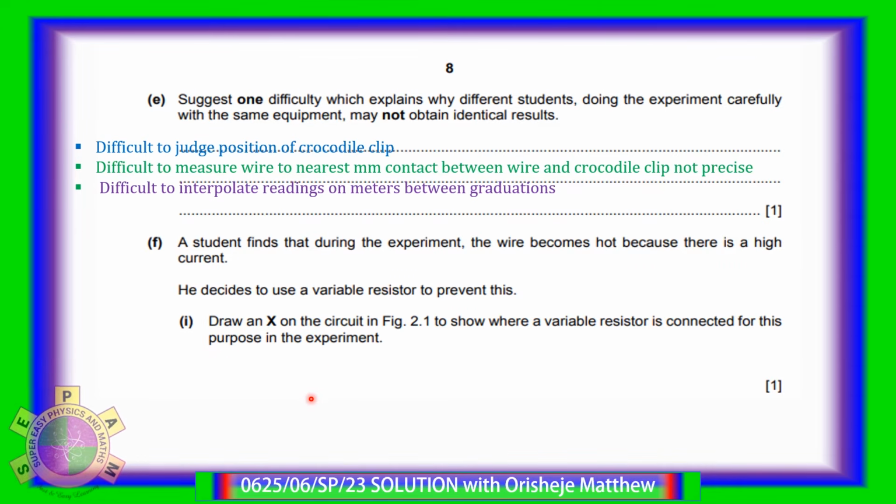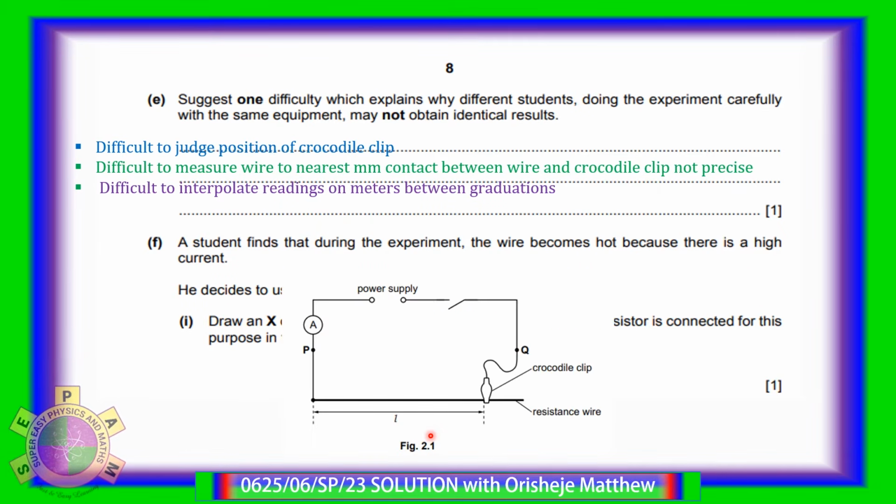So if you want to connect a rheostat, why do we connect a variable resistor? It is to keep the current in the circuit constant. So to do that, all you need to do is connect the variable resistor in series. If you want to connect it in series, you can position it here. So you are connecting it in series with the resistance wire.